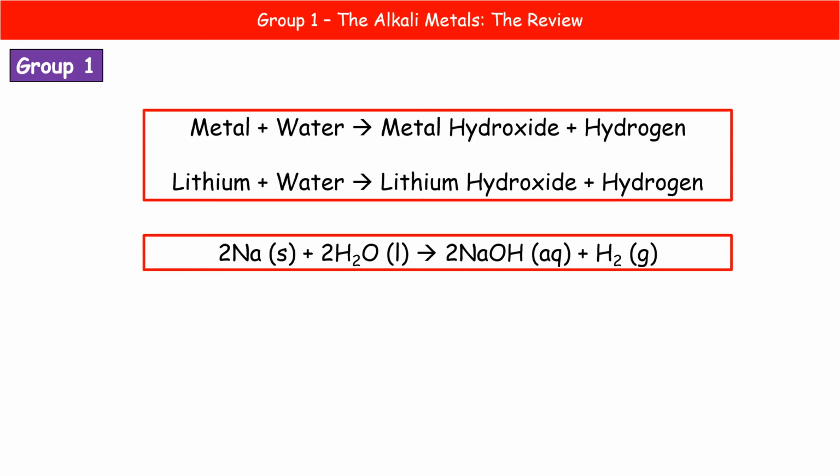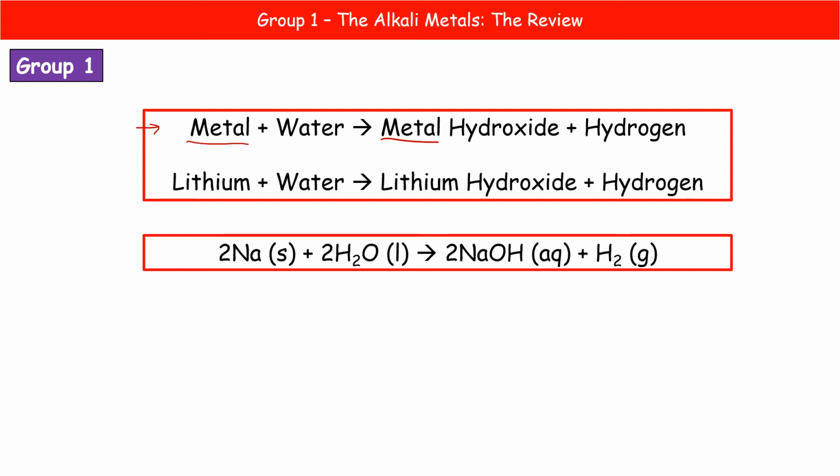We could also be asked to write either a word equation or a balanced symbol equation for these. So the word equation, we've got the general one at the top. So metal plus water makes metal hydroxide plus hydrogen. The only thing we need to change is the word metal for the name of whatever metal it is. So if it was lithium, it would be lithium plus water makes lithium hydroxide plus hydrogen. If it was potassium, potassium plus water makes potassium hydroxide plus hydrogen.